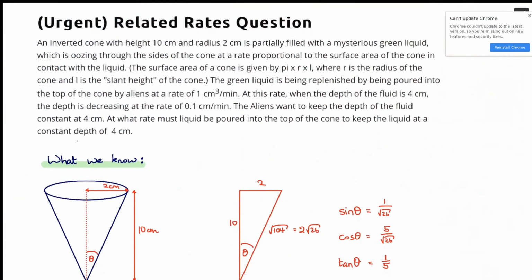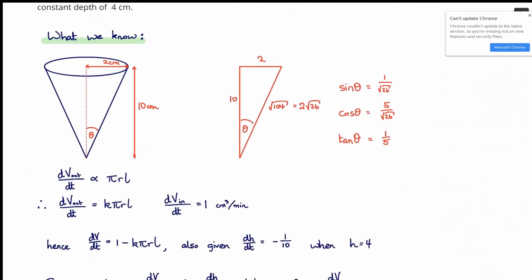Hello. So this question is about related rates, and we've been given some information about liquid going into and out of a cone. So this is quite a long question. I've actually just written out my answer, and I'll just step you through that. The first thing I've done is pick out all the information that's in the question, write it down, and draw a few diagrams.